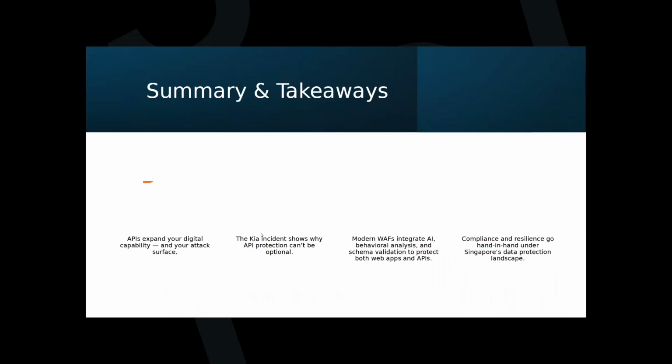So our short takeaways, summaries. APIs expose your digital capability and also your attack surface. You provide more surface towards the public, and that will be a new exposure. So do monitor and safeguard all those APIs. And the car incident really shows how important API protection is and how it can go wrong if APIs aren't protected properly. Modern WAFs integrate AI, behavior analysis, and schema validation to protect both web applications and APIs. Compliance and resilience go hand in hand under our Singapore data protection landscape. So make sure we do protect it.